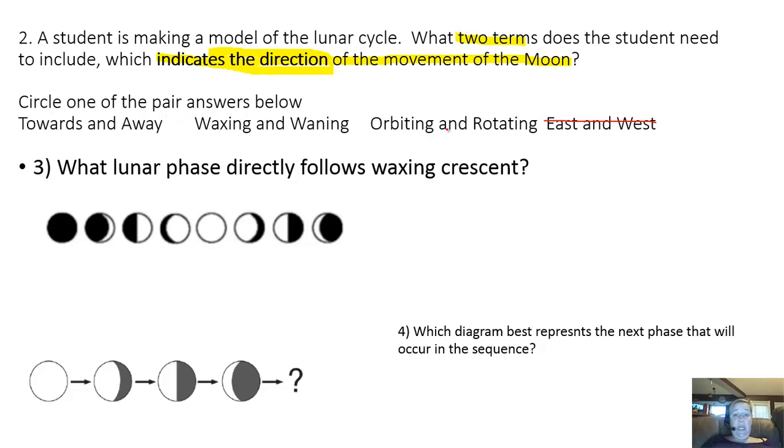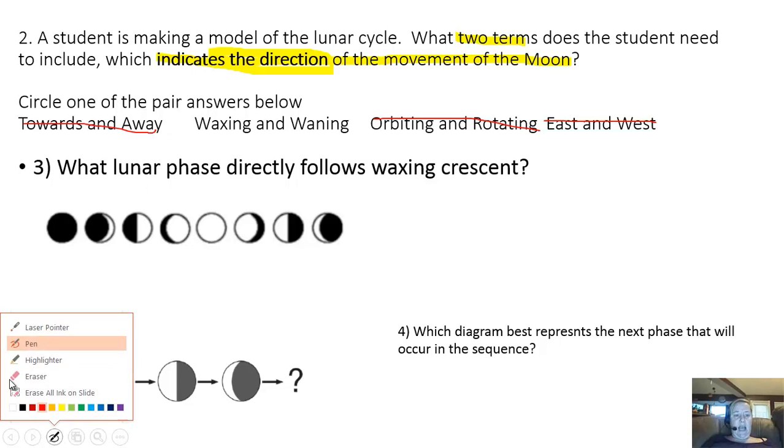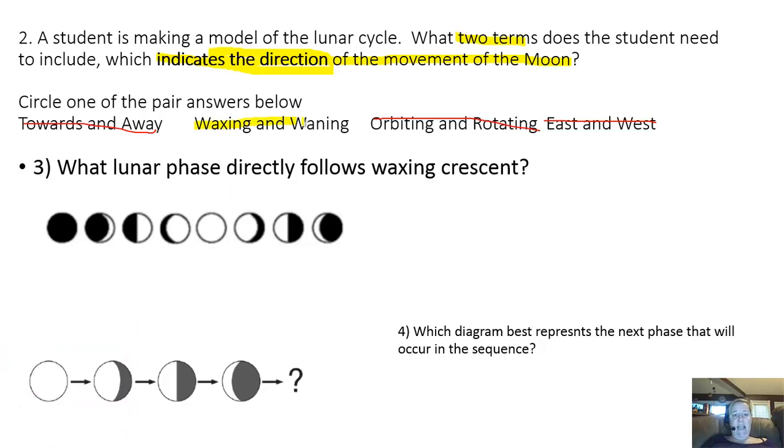Direction of the movement of the moon. It would not be orbiting and rotating because they go the same 28 days. Towards and away from what? I don't know. There's no reference point there. But definitely I could use waxing and waning, because I know waxing is gaining light, going from the new moon to the full moon. And I know waning is full moon to the new moon because I'm losing light.